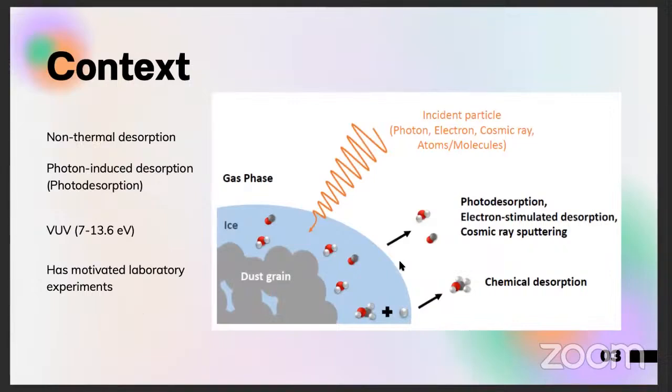So as you know, in this media, molecules are going to stick on the grains, and non-thermal desorption is a huge path to explain the high gas phase abundances, so the transition between the solid phase to the gas phase. So I focus on non-thermal desorption and on photon-induced desorption in the energy range of the vacuum ultraviolet. This has been a huge subject which has motivated a lot of laboratory experiments in the last years.